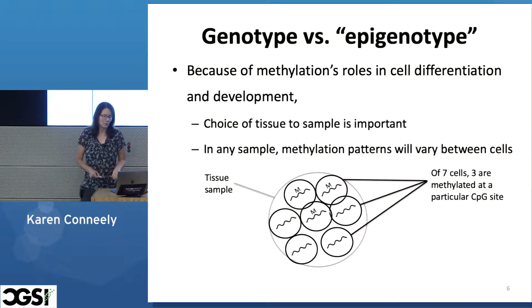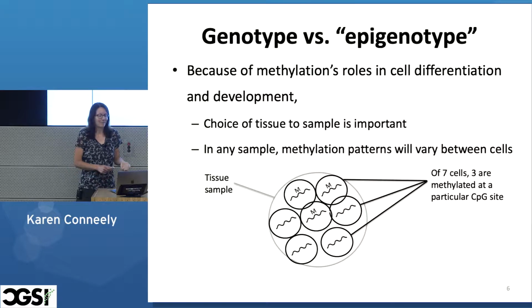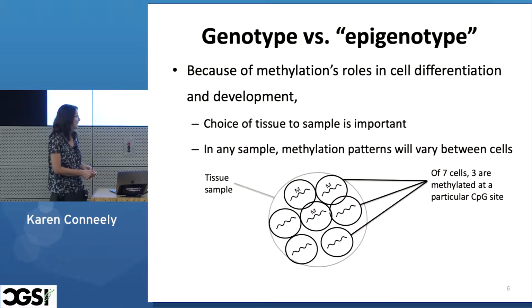Because of this role in cell and tissue differentiation, it becomes very important in these epigenetic studies which tissue we sample. In genetic studies, we always take blood because it's easy to get. In DNA methylation studies, we often also take blood because it's easy to get, but we really think hard about it first and think about the tissue that we wish we had. In addition, regardless of the sample that we choose, the methylation patterns are not going to be the same in all of the cells.